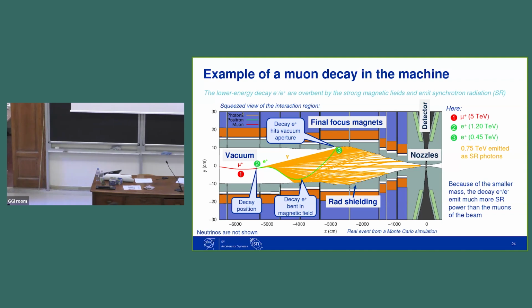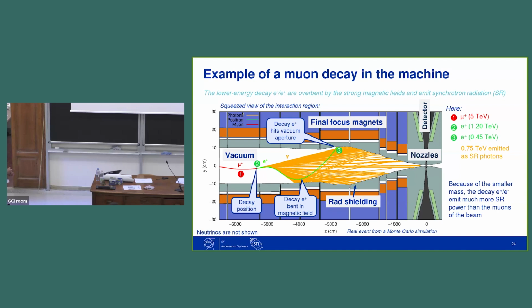And now, this is of course the vacuum, and we have here an incoming muon. I don't show the full muon beam, just one muon: a muon plus, 5 TeV energy. And it decays in this position here. It creates now a positron, in this case of 1.2 TeV. And now, because of the lower magnetic rigidity, this is strongly overbent by the magnetic fields.